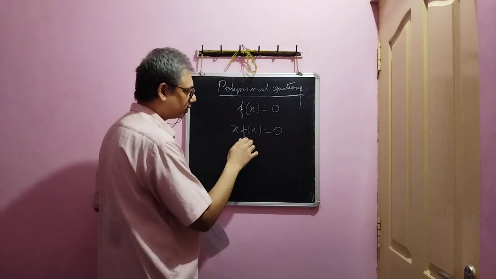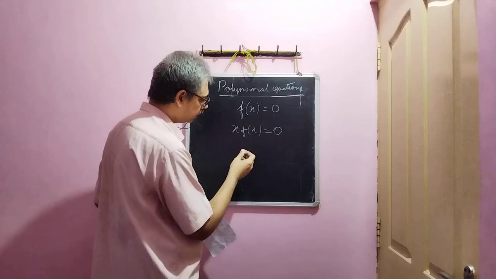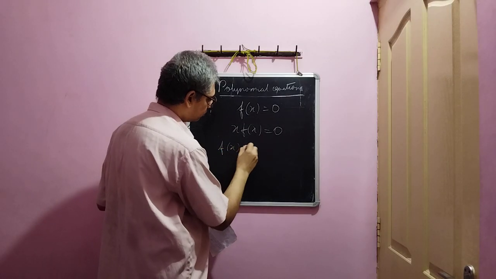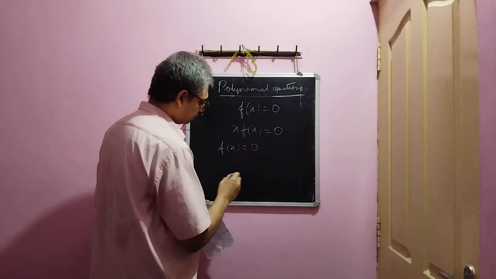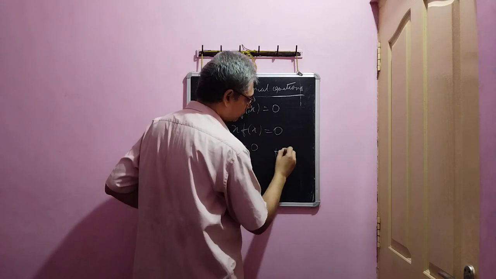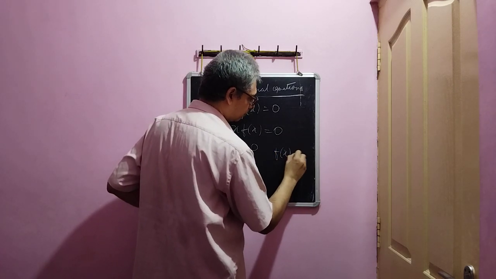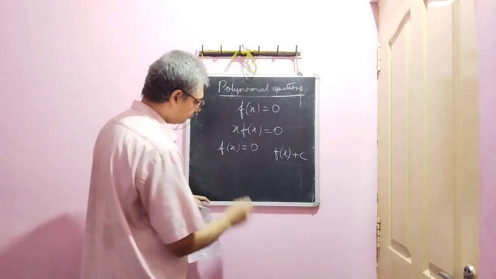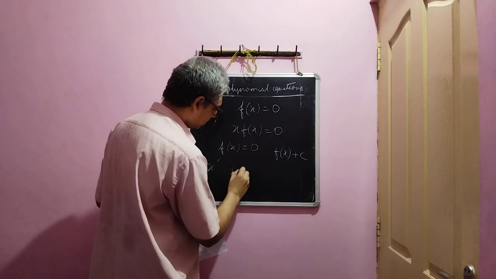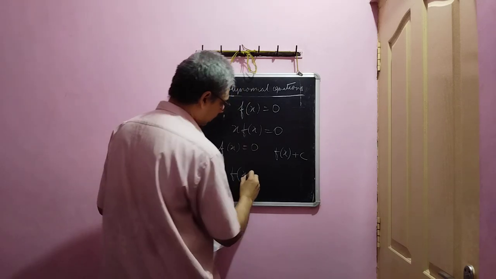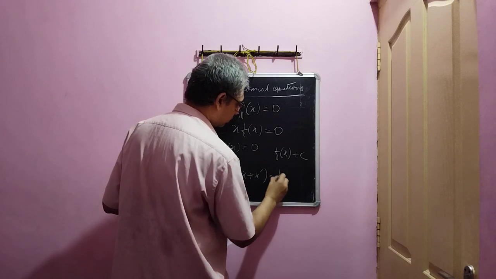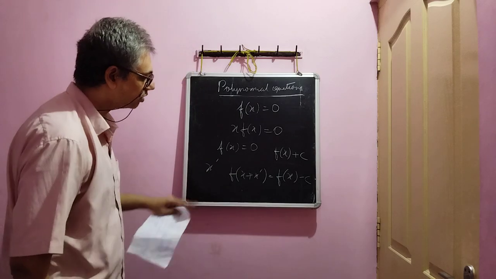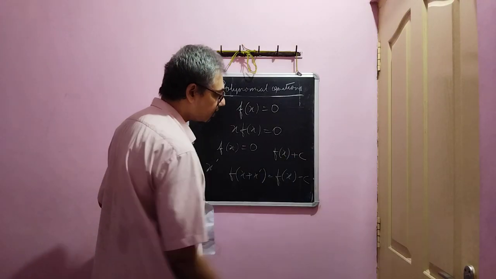Suppose f of x is a polynomial without the constant term, and f of x equal to 0 is true. Then if we wish to find the solution x dash for the polynomial f of x plus c, we need to determine x dash such that f of x plus x dash equals f of x minus c. Then x plus x dash will be the solution to f of x plus c.